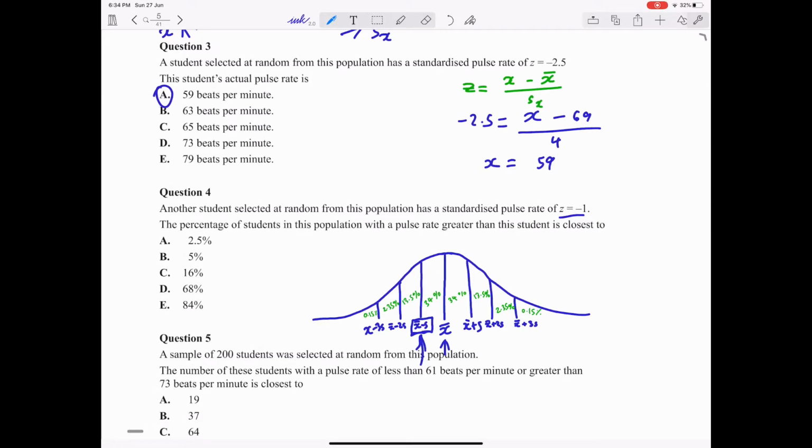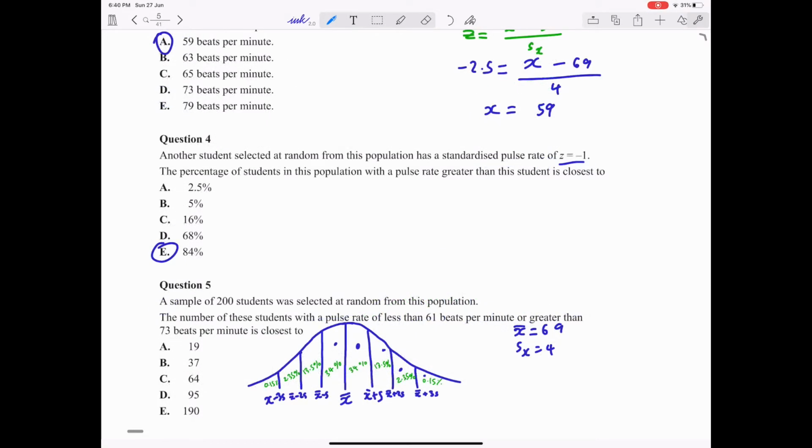So we look at all the percentage of pulse rates that would be greater than this. So you just add 34, 34, 13.5, 2.35, and 0.15. If you add all of that together, so 34% plus 34% plus 13.5% plus 2.35% plus 0.15%, which would equal 84%, and therefore E is the correct answer.